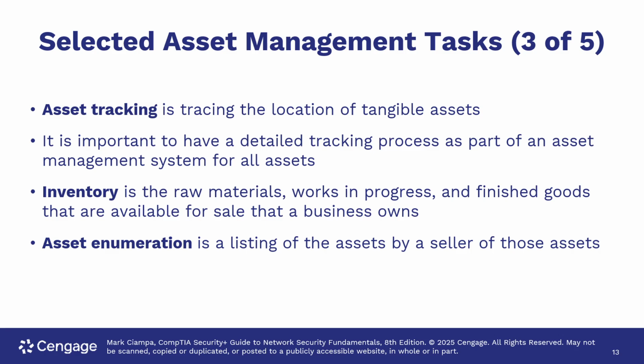Asset tracking is tracing the location of tangible assets. It's important that you have a detailed tracking process as part of an asset management system for all assets. Inventory is the raw materials, works in progress, and finished goods that are available for sale that a business owns. Asset enumeration is a listing of the assets by a seller of those assets.